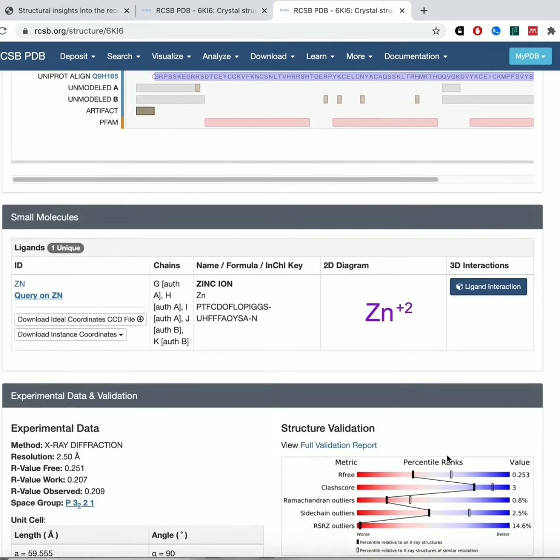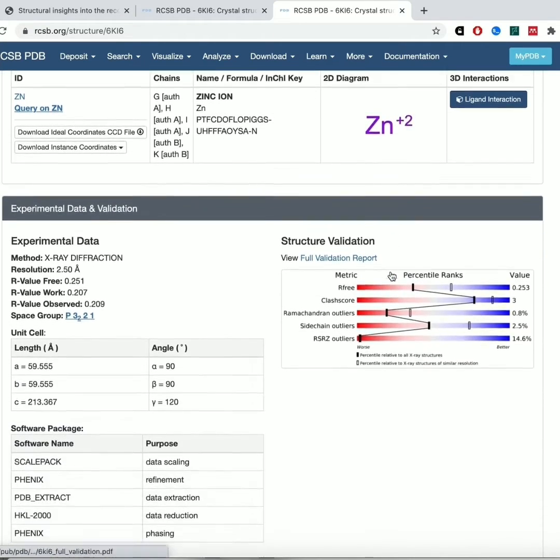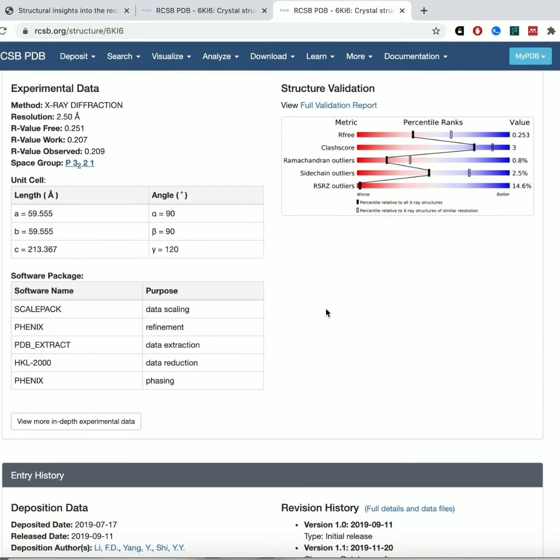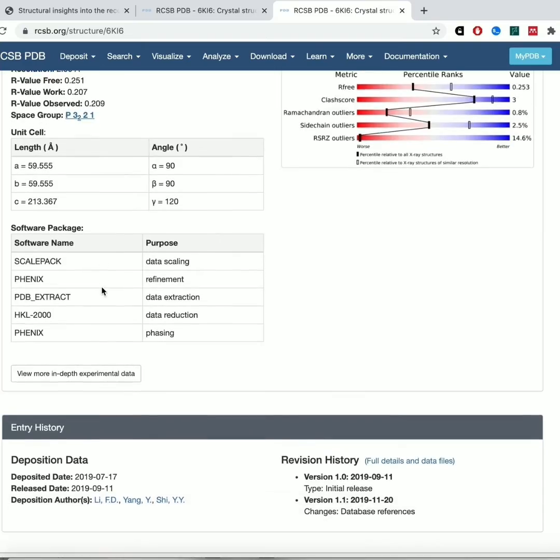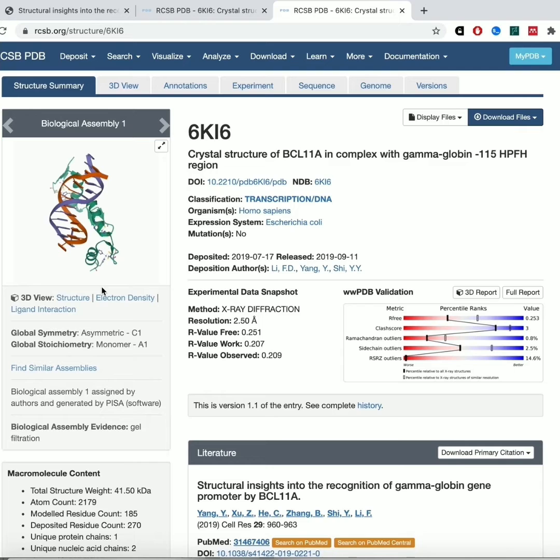You also see small molecules, so this is saying that they also found a zinc atom in here. And then you get more information about the experimental stuff. This is an X-ray diffraction, so this is a crystallography structure. It's giving you information about these various crystallography terms that I'll get into in a minute.